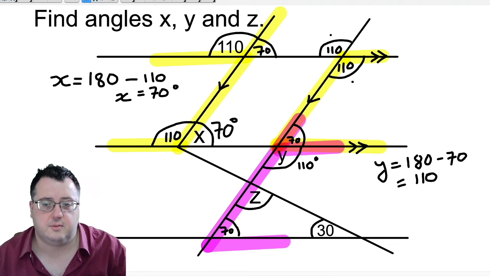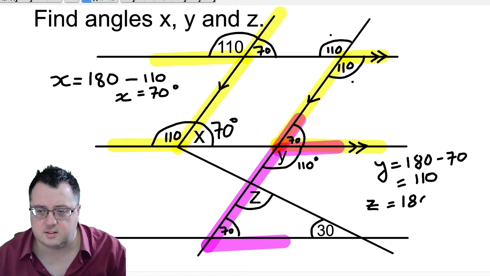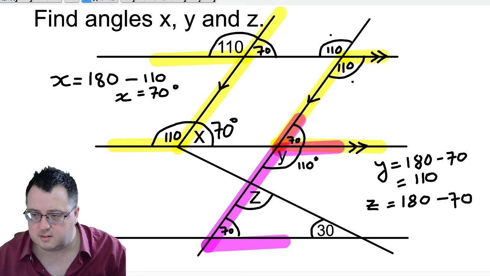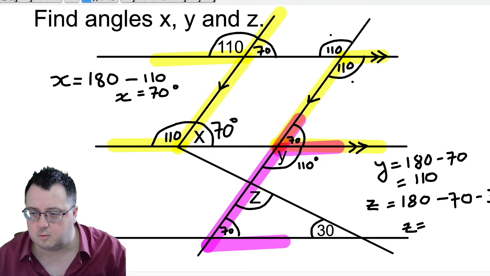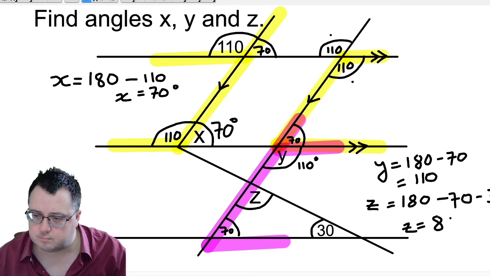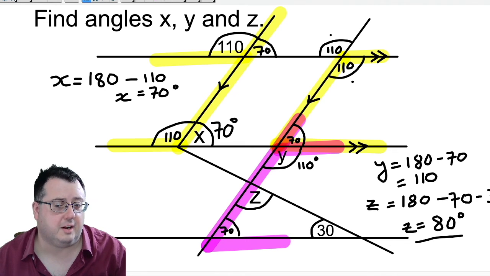So Z now becomes very easy to do. It will be 180 subtract 70 subtract 30. 70 add 30 is 100. 180 minus 100 gives me Z equals 80 degrees. Why? Angles in a triangle add up to 180 degrees.